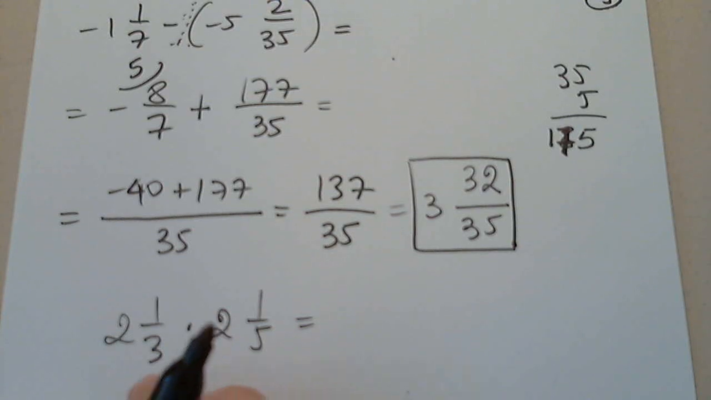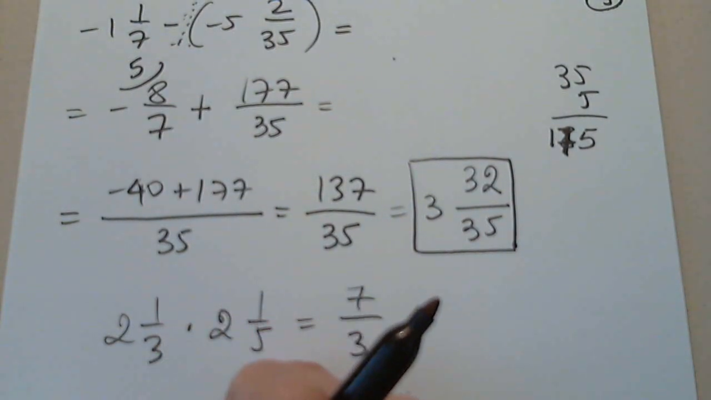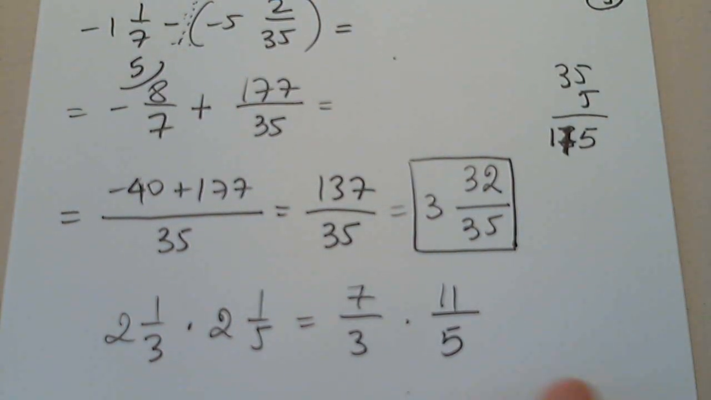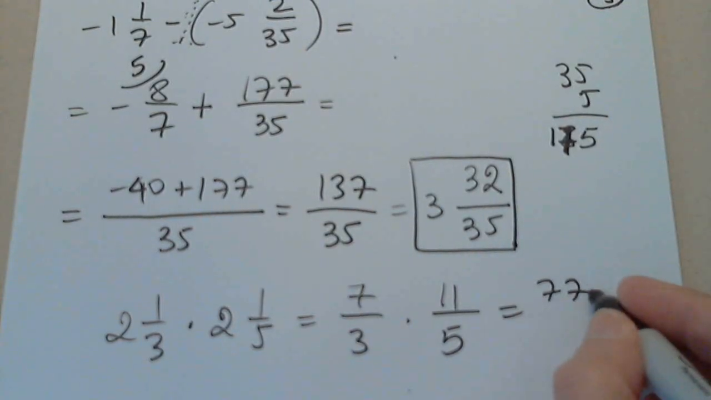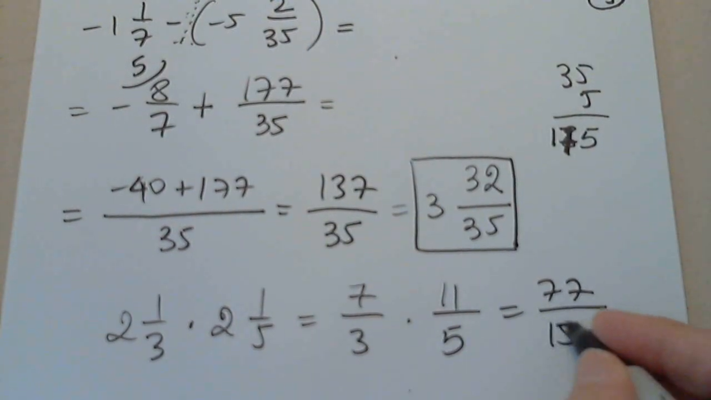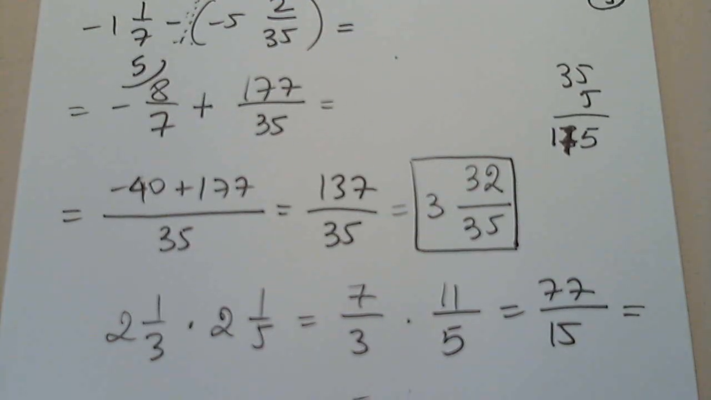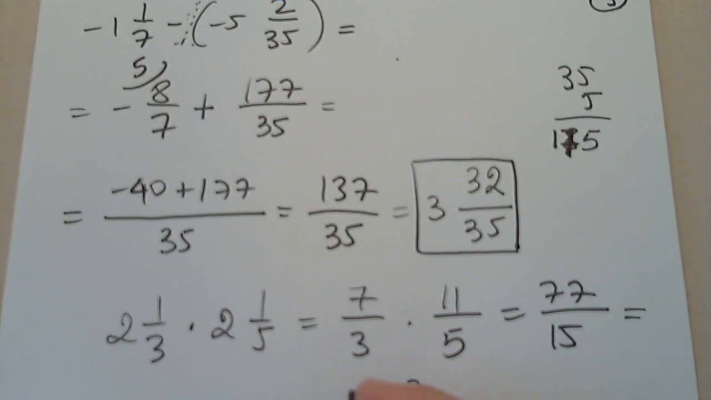2 times 3 is 6. 6 plus 1 is 7. So 7/3 times, 2 times 5 is 10, plus 1 is 11. Unfortunately, there is nothing I can do to simplify, so I have 7 times 11, which is 77, and 3 times 5, which is 15. I have to take the integers out. 5 and 2/5. 5 indeed, because 5 times 15 is 75, and 2 over 15.